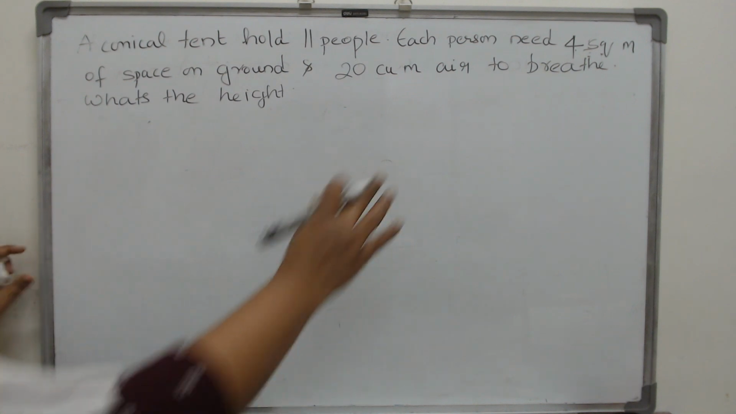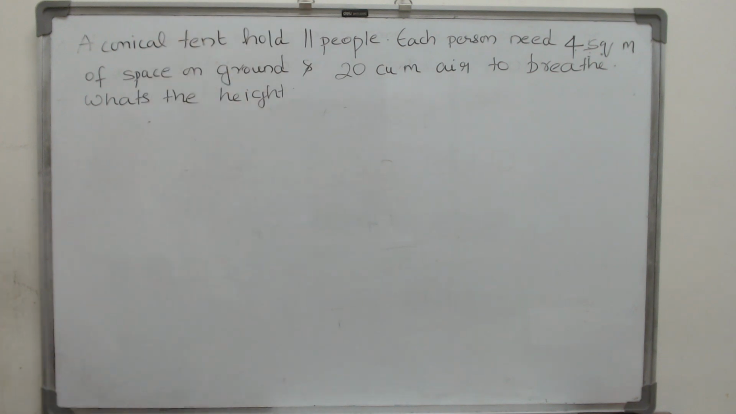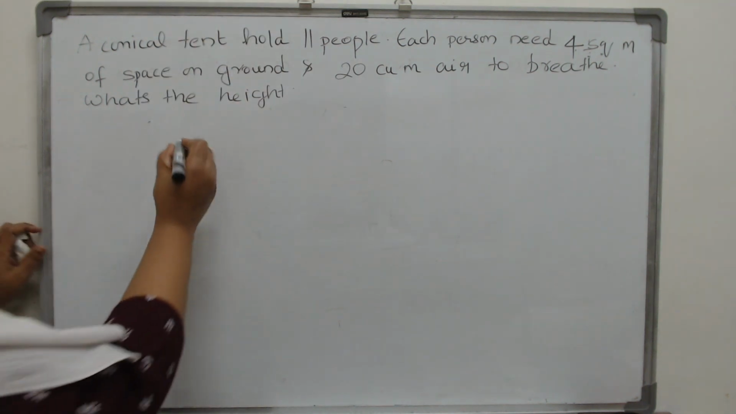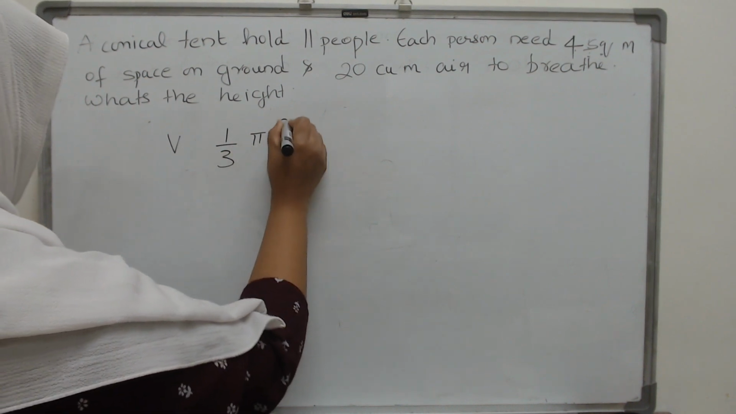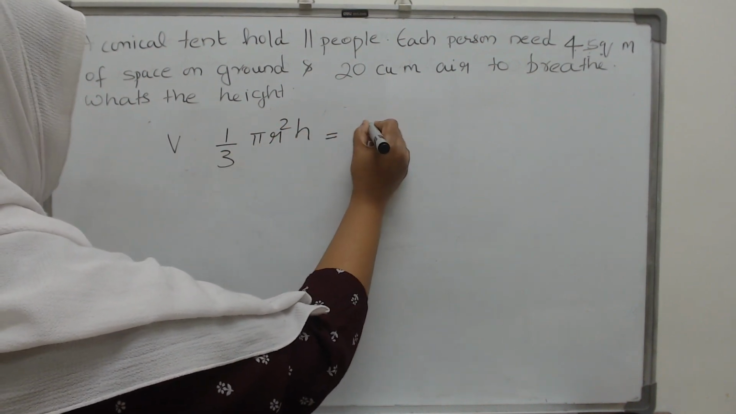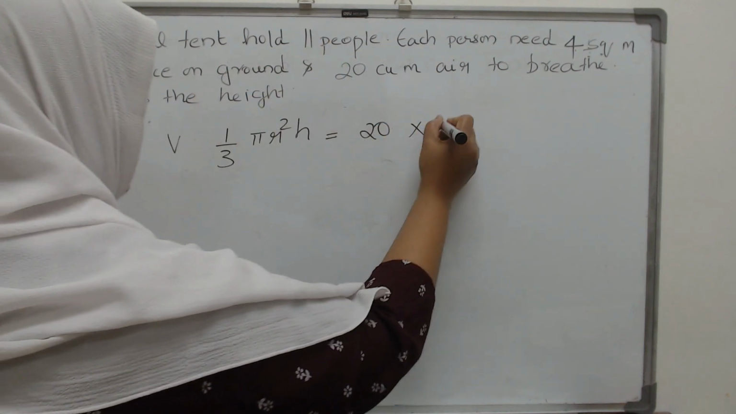But that is the volume of air needed for one person. So for 11 people, it will be into 11, right? So what is the volume? The volume is 1 by 3 pi r square h. So for one person, 20 meter cube. For 11 people, into 11.